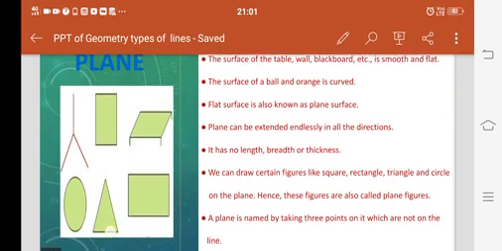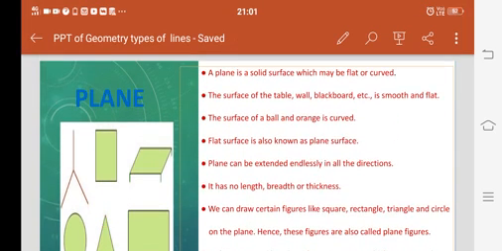Now, plane. A plane is a solid surface which may be flat or curved. The surface of the table, wall, blackboard, etc. is smooth and flat. The surface of a ball and an orange are curved. A flat surface is known as a plane surface. The page of your copy is also a plane surface.